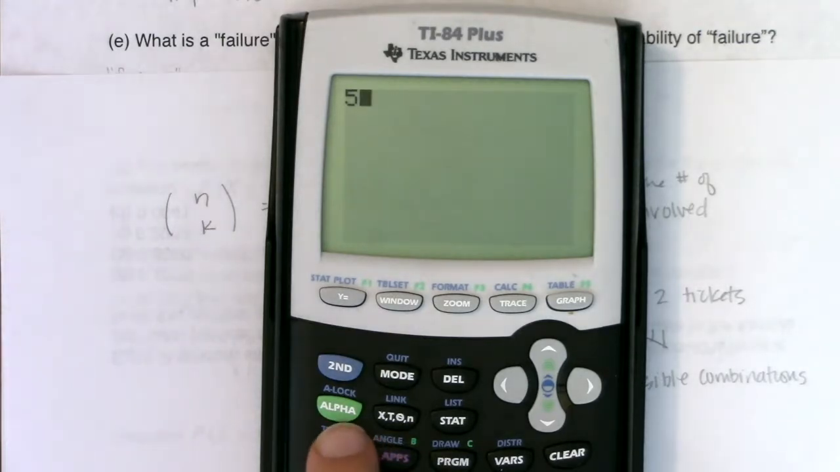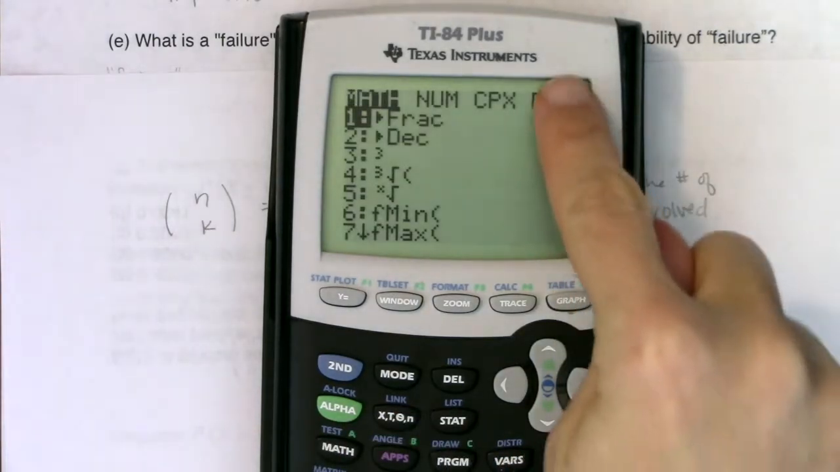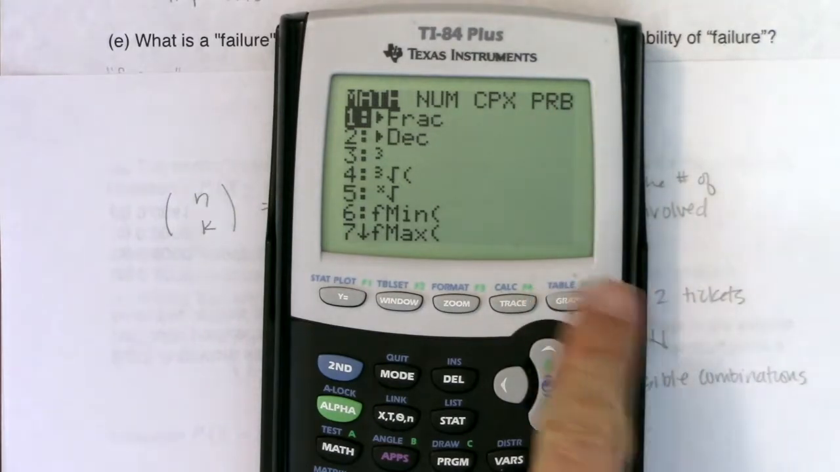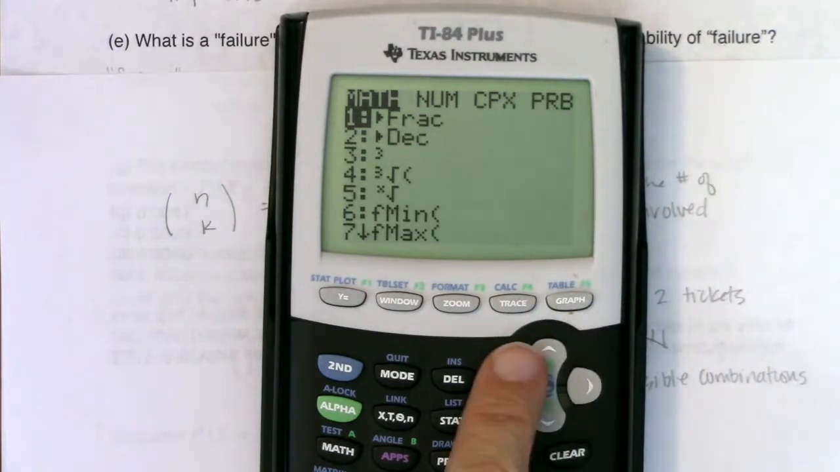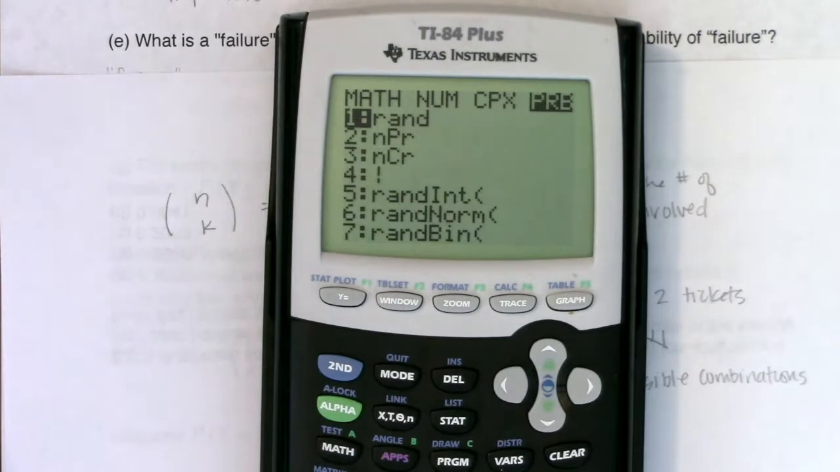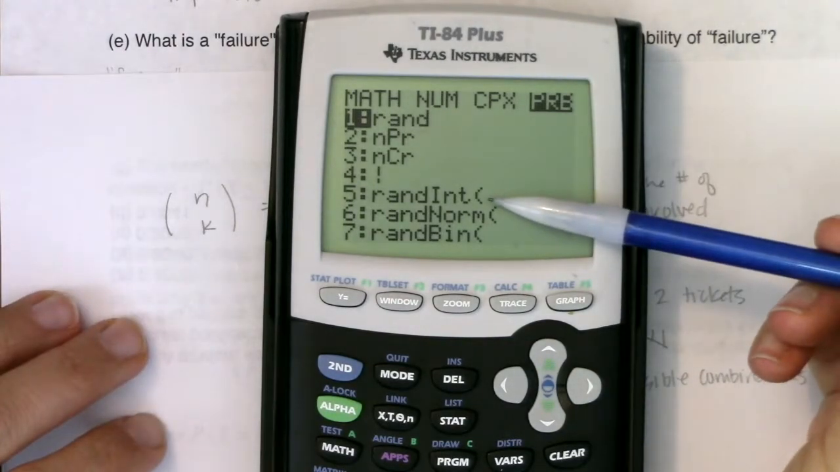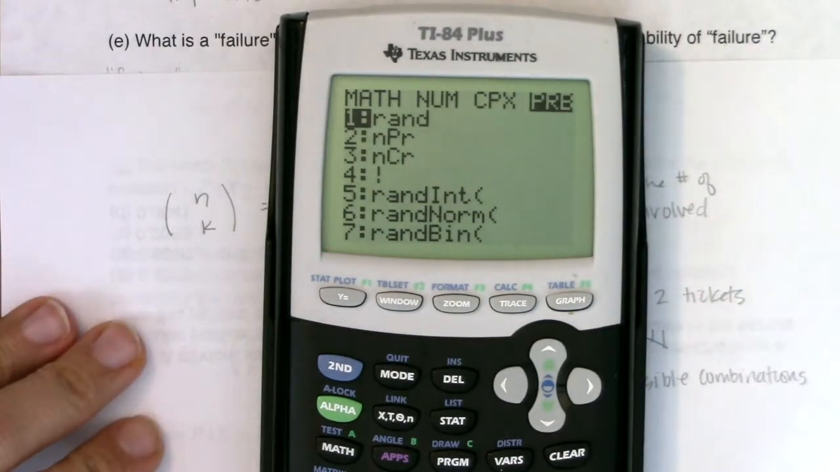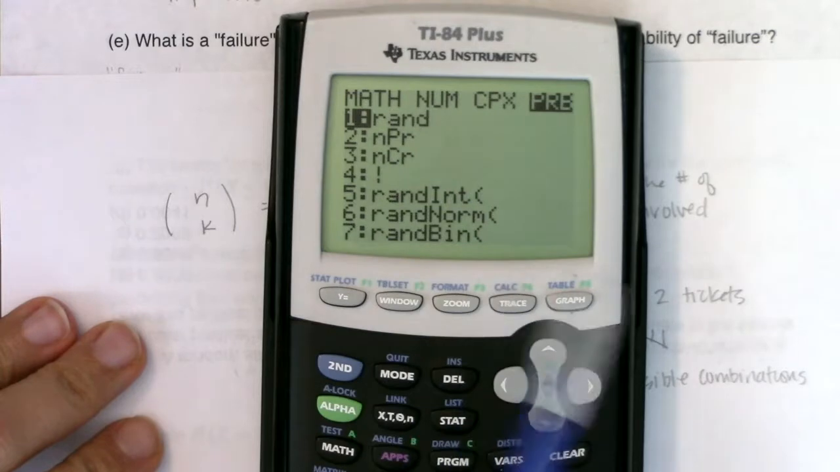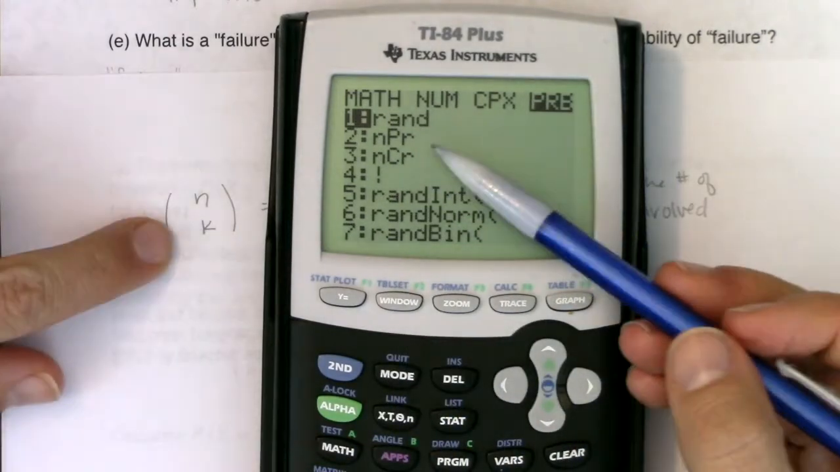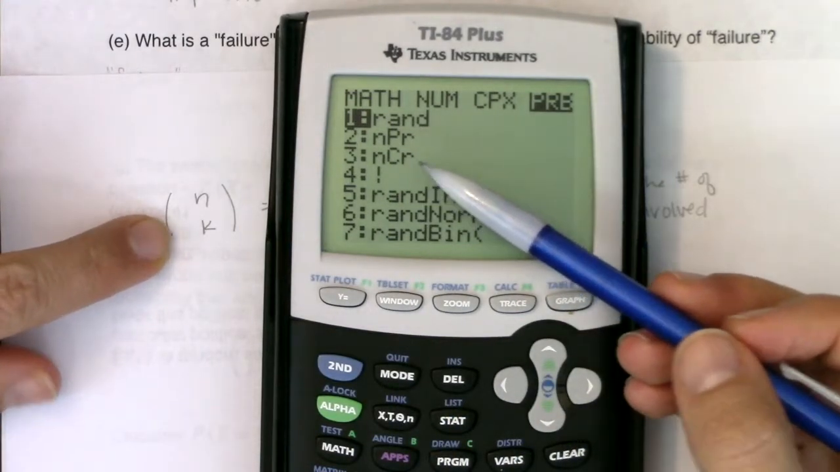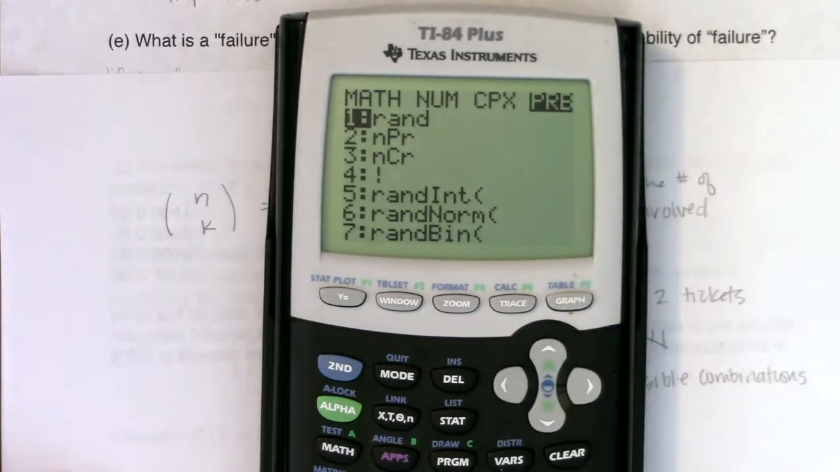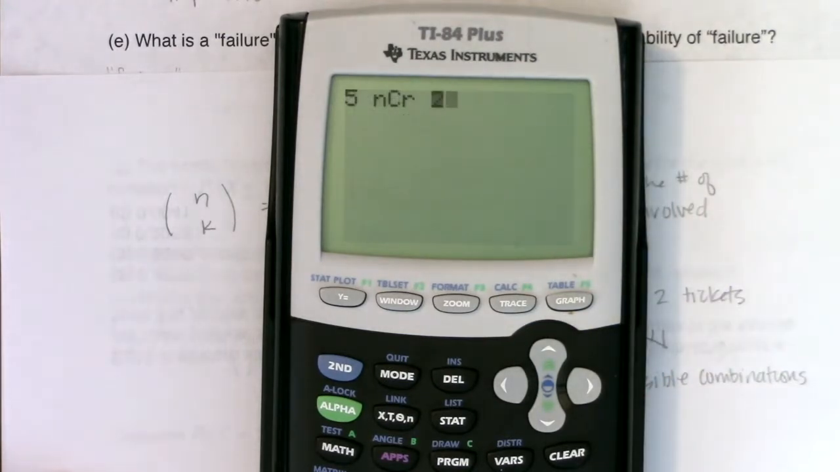Here we go, I'm going to hit the math button. And we have to go over to the PRB drop-down menu. You can hit the right arrow key 3 times, but I'm going to be lazy and just hit the left arrow key once. We've been here before, this is where we found randInt. But we're going to go to option 3 right now, and that says nCr. That's what that's representing. Here I wrote N choose K, but your calculator uses the letter R. So let me hit that and then 2.